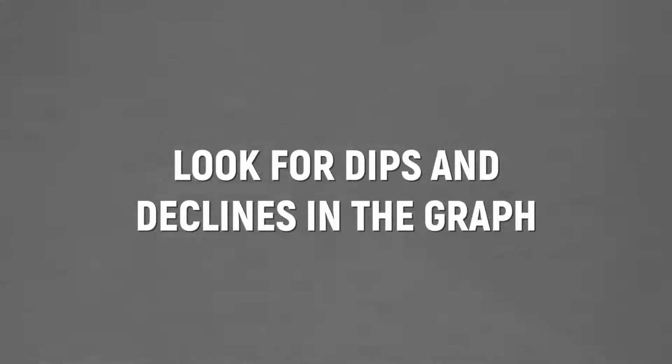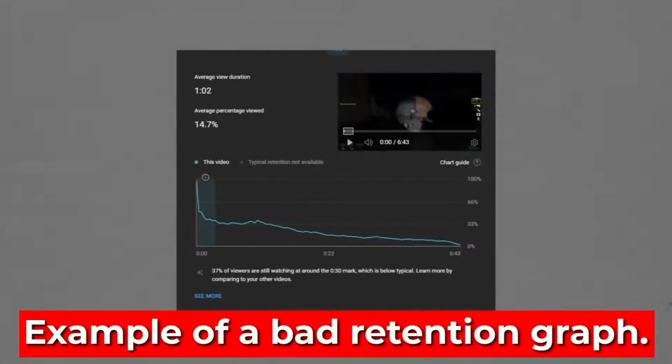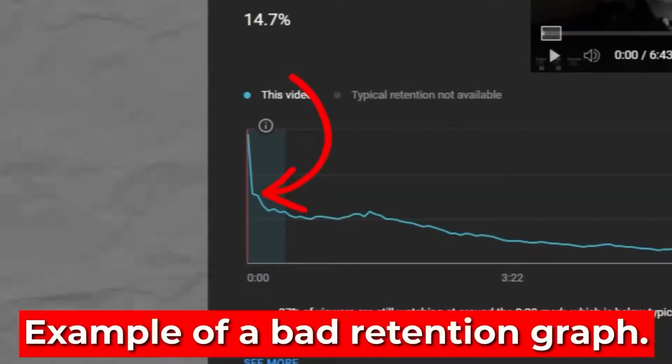And the way you see where viewers are clicking off your short using this graph is to look for dips and declines in the graph. For example, if I had a graph that looked like this, I'd probably want to figure out what happened at this point and not do that again, because as you can see, it caused me to lose a bunch of viewers.